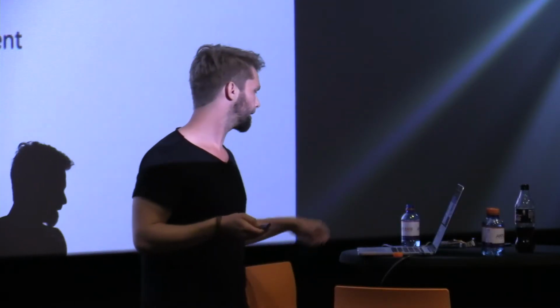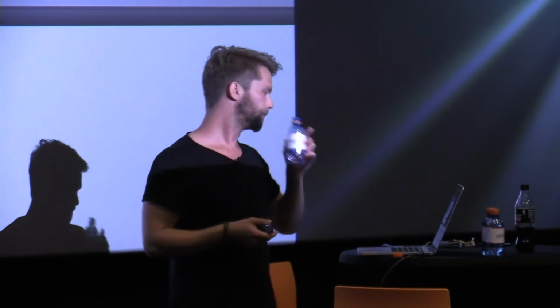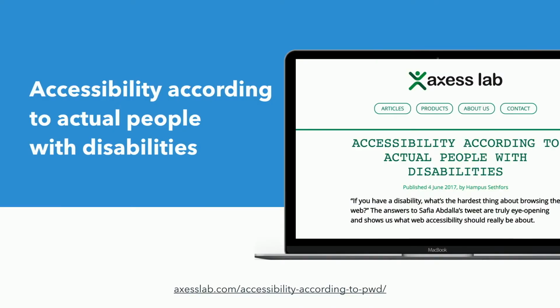There was recently a tweet by Safia Abdallah, and she asked the Twitter sphere, if you have a disability, what's the hardest thing about browsing the web? This tweet had 1.6K retweets. And the top answers were lack of captioning, color problems, too small touch targets, and distracting animations.